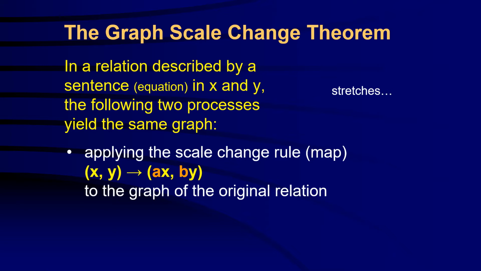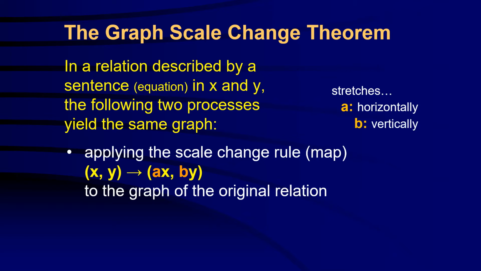For instance, apply the scale change rule in which (x, y) is mapped to (ax, by) to the graph of the original relation. When you multiply x by a, it has the effect of stretching the graph horizontally, meaning if you were to grab the left and right sides of the graph, you would stretch it inward or outward depending on the value of a. With y being multiplied by b, it has the impact of stretching it vertically.